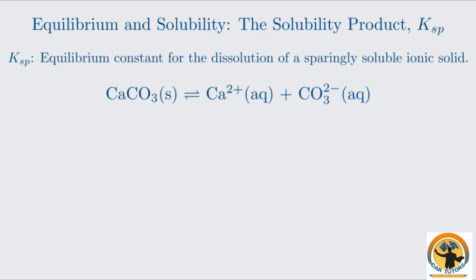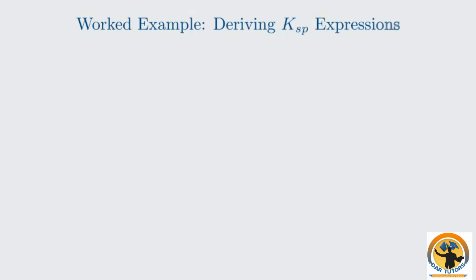How do we write the equilibrium constant for this? We apply our rule for heterogeneous equilibria. The KSP expression is the product of the concentrations of the dissolved ions, each raised to the power of its stoichiometric coefficient. So, for calcium carbonate, KSP is the concentration of calcium ions times the concentration of carbonate ions. The solid CaCO3 is omitted because its concentration is constant, as we discussed. It's that simple. Let's work through some additional examples to solidify our understanding of KSP.